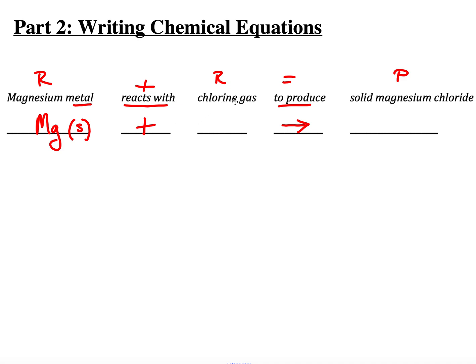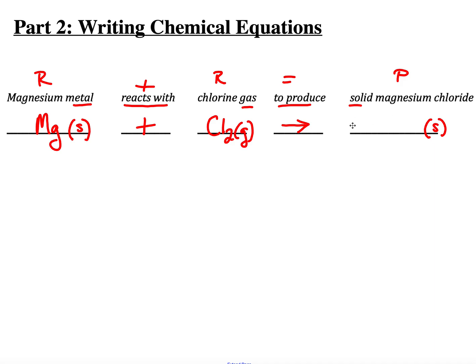Now chlorine, there's no other element here. It's just chlorine. So if it's a single element, I have to ask myself, is it one of those diatomics? So I look on my periodic table and I see that they're shaded in. Yes, chlorine is diatomic, so it's Cl2. And it's gas, so I put a (g) in parentheses. And then it says to produce. Well, what is it going to produce? Well, solid, so I can put an (s) over here right away. And then it's going to make magnesium chloride.